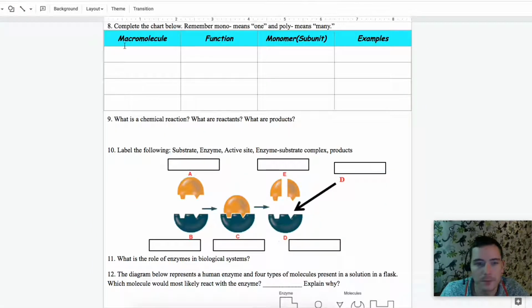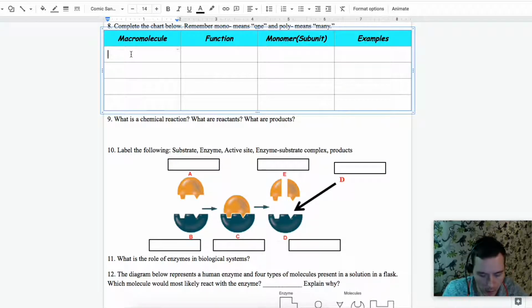Last page. Complete the chart below. Macromolecules. I have carbs, lipids, protein, and nucleic acid.